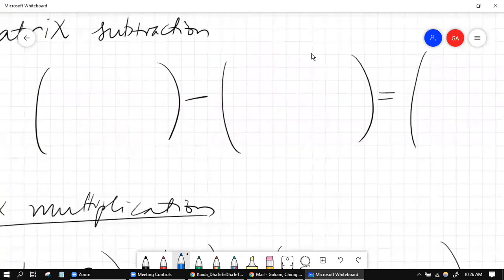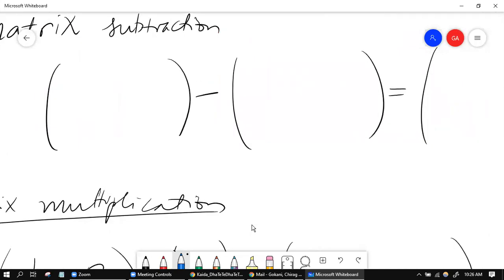So let's just do a subtraction problem. It's the same thing. If you can do addition, you can do subtraction. So 3, 1, minus 1, pi, minus 3, 0, and 2 pi. What would the answer here be?